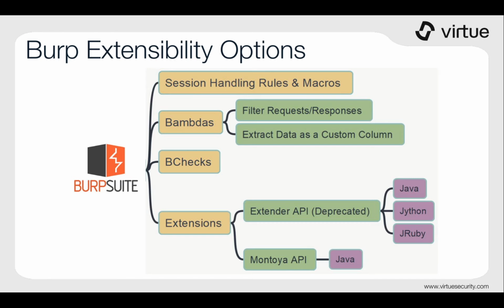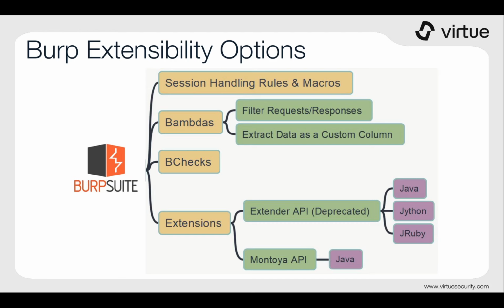Another extensibility option is bchecks. They're for writing scanner checks, active and passive scanner checks, in a kind of pseudocode type language. And then last, our focus is going to be on extensions. So we're going to talk just about extensions and specifically the Montoya API for extensions.